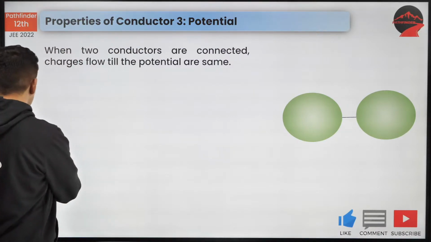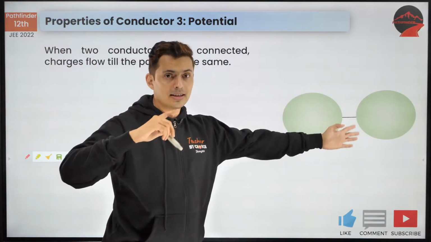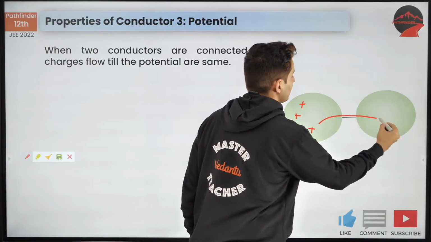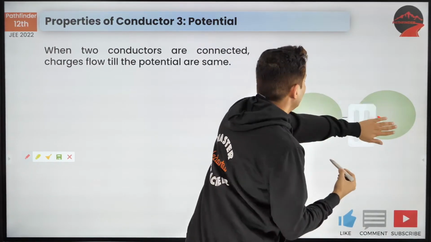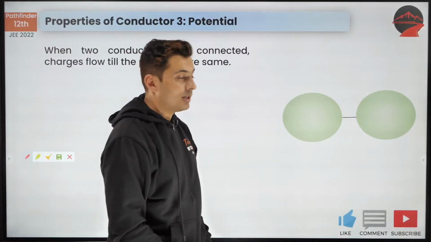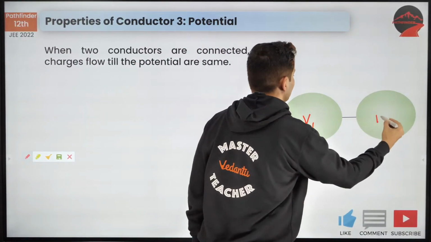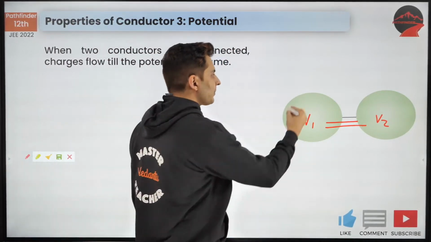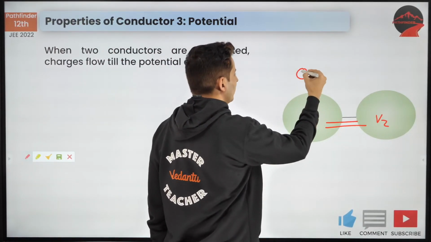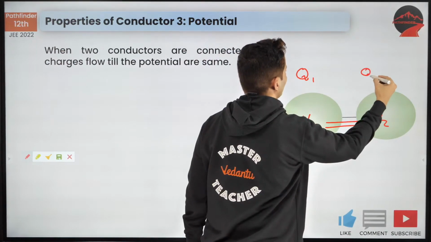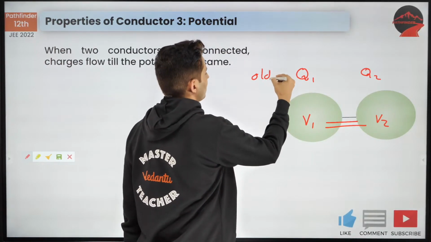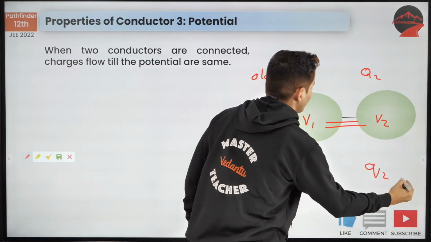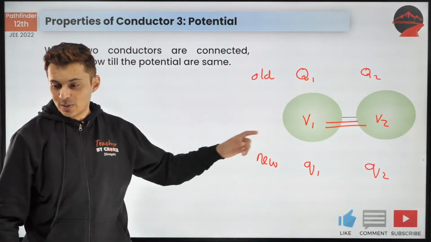So whenever two conductors are connected, what will happen? Let's say there was some charge here. These charges will flow, not till the charges are equal, but till the potentials are equal. Keep this in mind. Very important. Let's say the old charges were Q1 and Q2, and these were the new charges, small q1 and small q2. Guess what is the relationship between them?